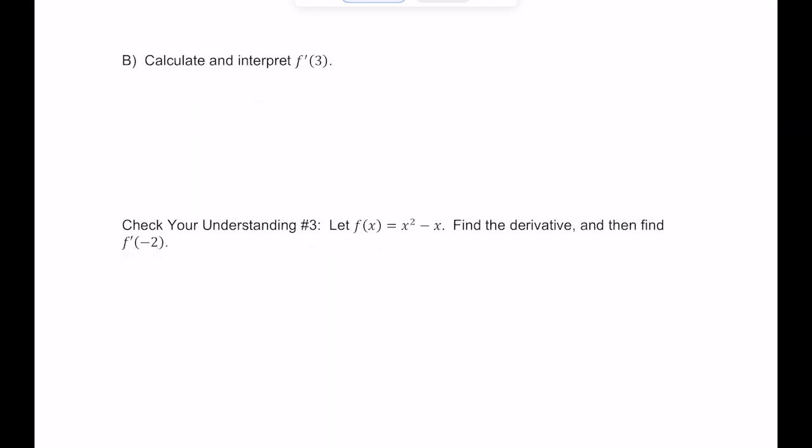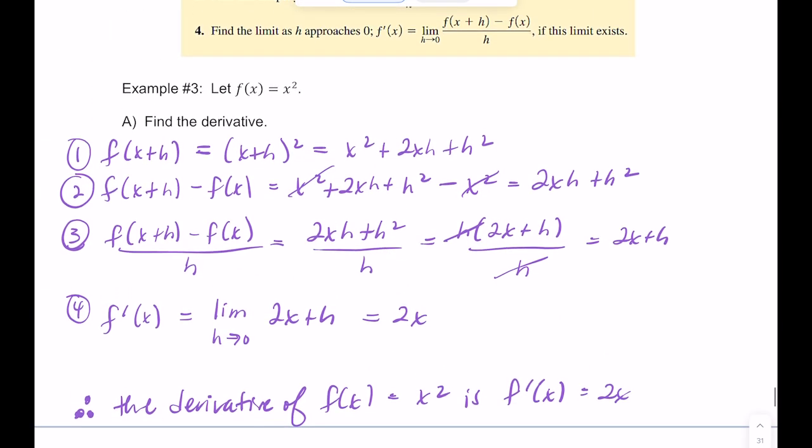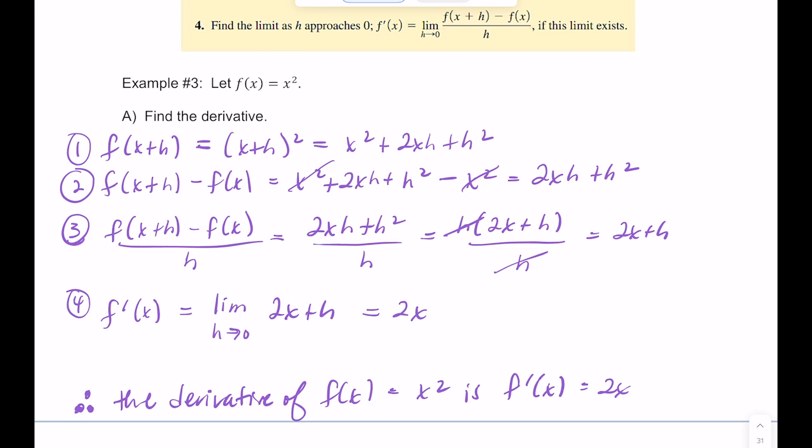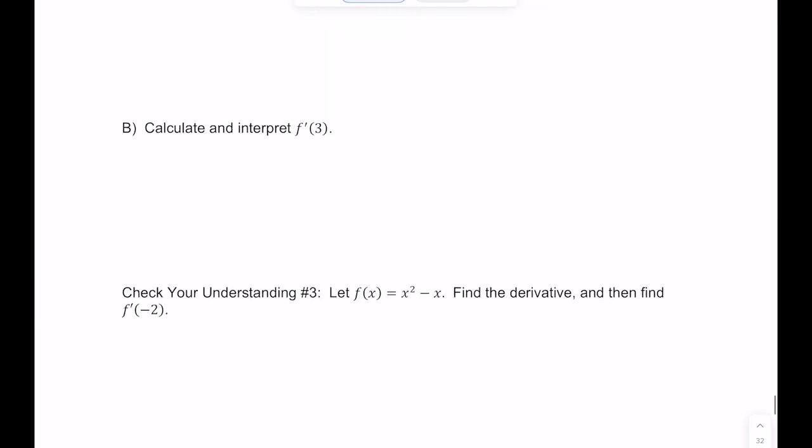Hi everyone, and welcome back to part 2 of this video. In the last problem, we found the derivative of f of x equals x squared, and the derivative of that function was just 2x. Now we're going to calculate and interpret f prime of 3.